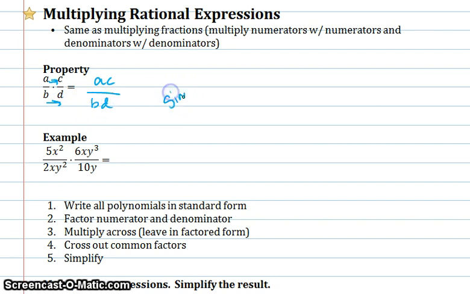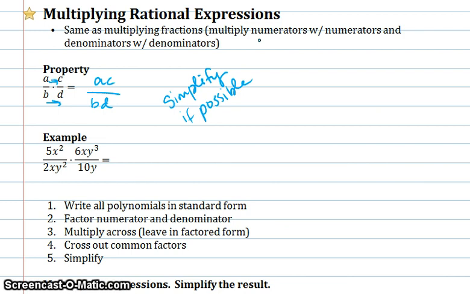Then we would simplify if it's possible. In this case, we're not sure because we don't know if a and c and b and d have any common factors. So we want to simplify if possible. Okay, so here's an example.